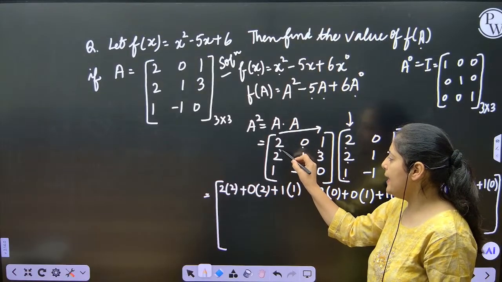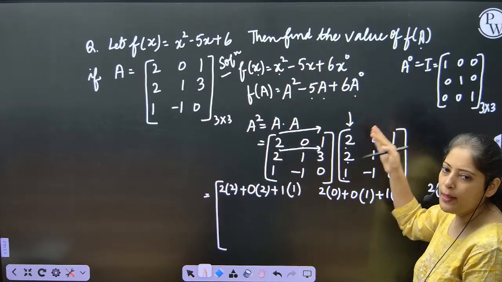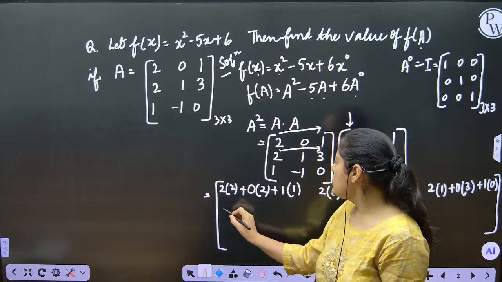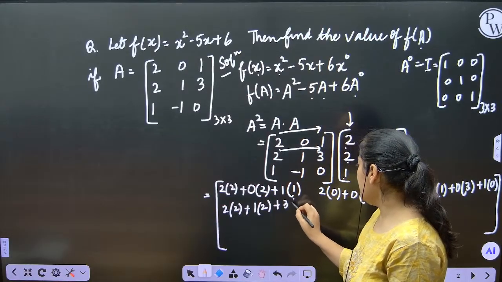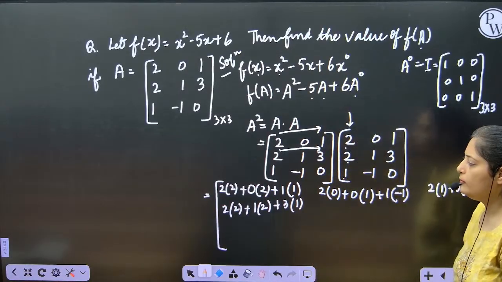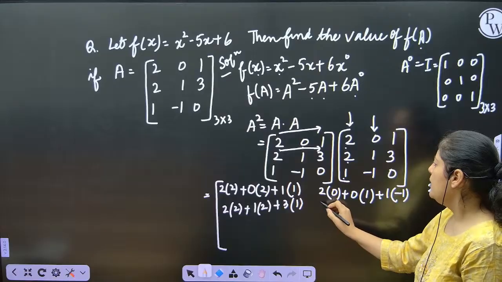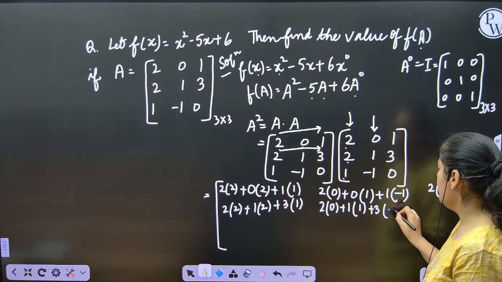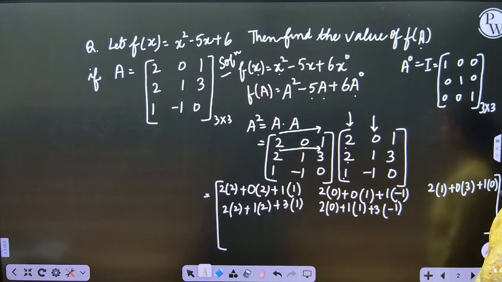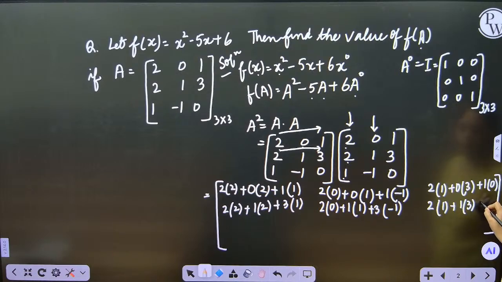Next, as I said, now we will deal with the second row. The second row will be multiplied with the first column, second column, third column. So 2 twos are 4, 3 ones are 3. Similarly, second row, second column we will deal now: 2 into 0 plus 1 into 1 plus 3 into minus 1. Similarly, second row, third column: 1 into 3, 3 into 0.